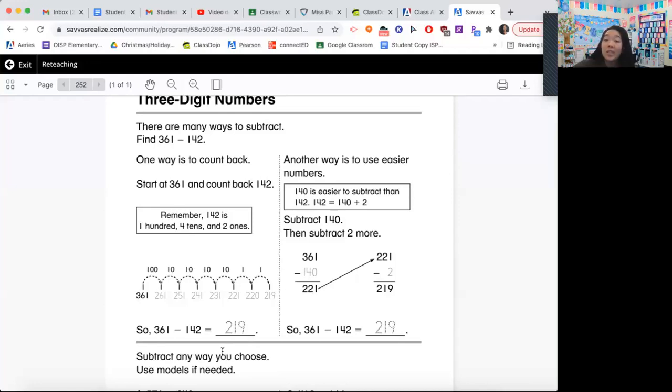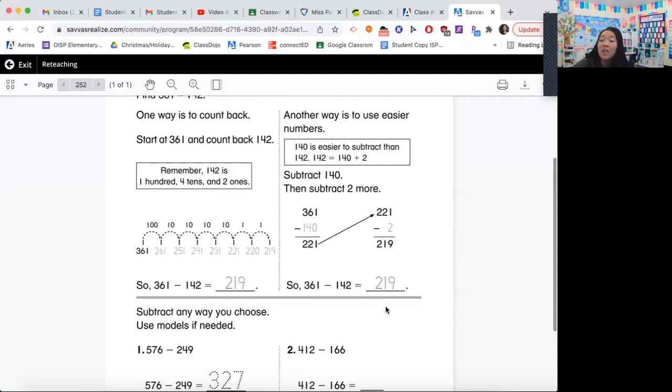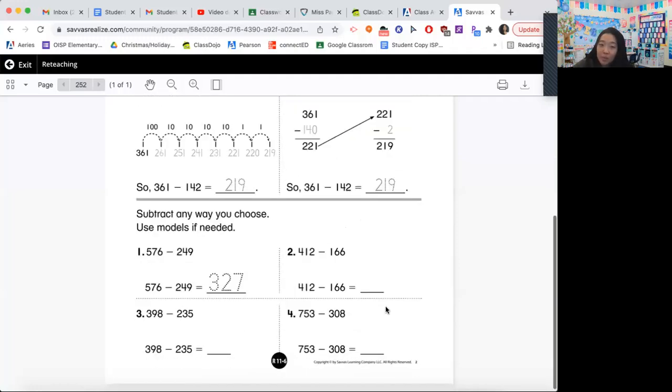Another way is to use easier numbers. 140 is easier to subtract than 142. So you could subtract 140. 361 minus 140 would give you 221. And then from 221, you still have to subtract those other two. So 221 minus 2 will give you 219. So 361 minus 142 will give you that same 219.